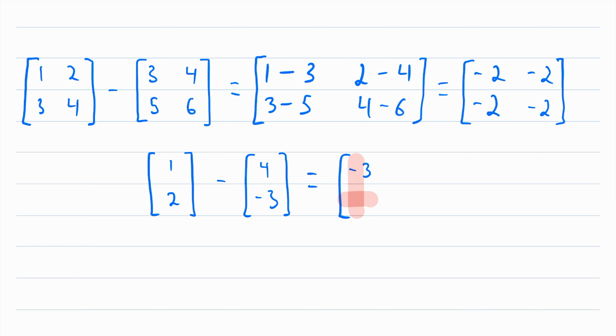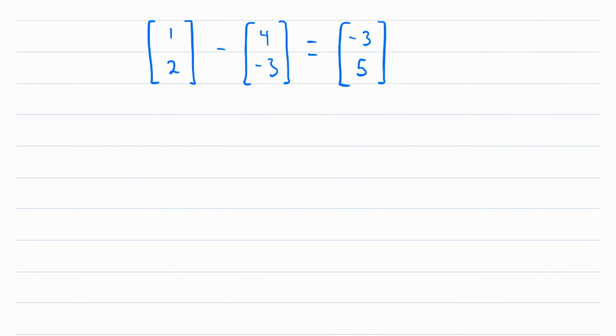Then second row, first column, we'll have 2 minus negative 3. 2 minus negative 3, that's the same as 2 plus 3, and that is 5. Then what are we going to get if we change the order that we do the subtraction in?